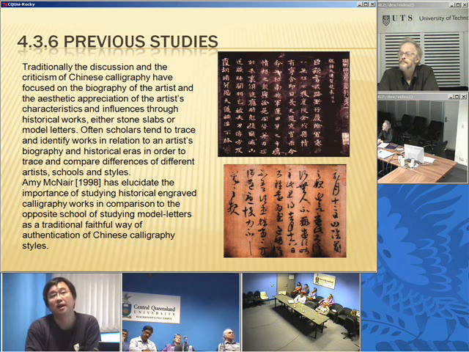And this is one. Traditionally, the discussion and criticism of Chinese calligraphy have focused on the biography of artists and the aesthetic appreciation of the artist's characteristics and its influence through the historical works, either through stone slabs, as in the picture above, or the model letters, the actual writing of the calligraphers. Often scholars tend to trace and identify the works in relation to the artist's biography and historical eras, in order to compare different artists, schools and styles. Amy McNair's study has elucidated the importance of studying the historical engraved calligraphy works, in comparison to the opposite school of studying model letters, as a traditional faithful way of authenticating Chinese calligraphy styles.